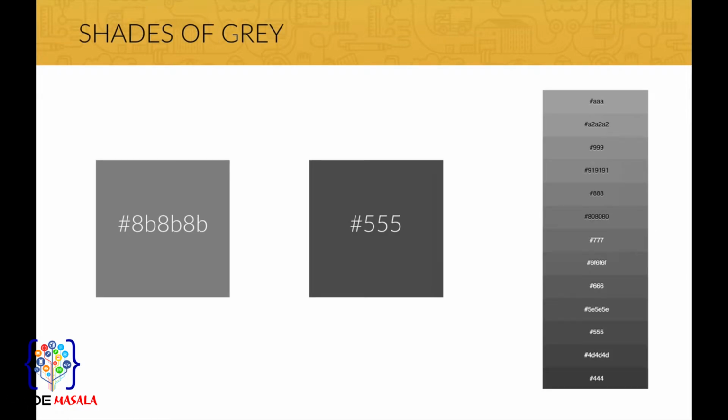And for gray colors, just make red, green, and blue take the same value. For instance, 8B, 8B, 8B gives us that first shade of gray we see here. If all 6 values in a hex code are the same, like 555555, we simply write 555.